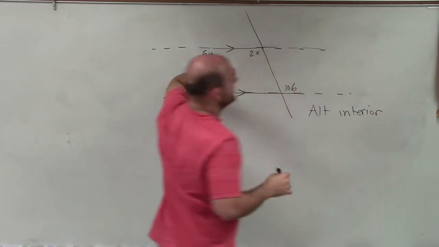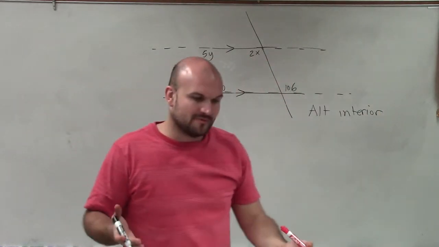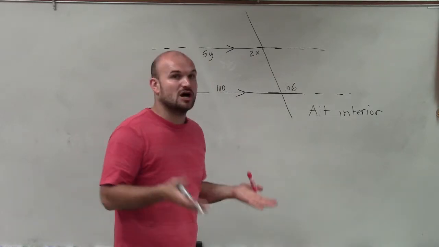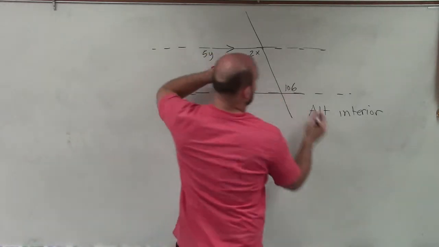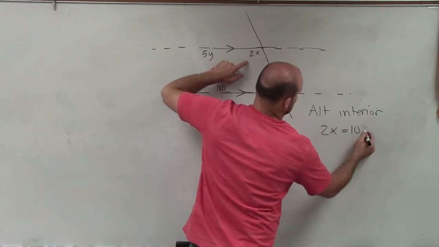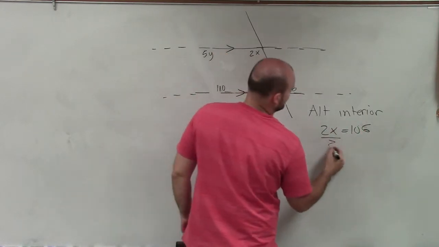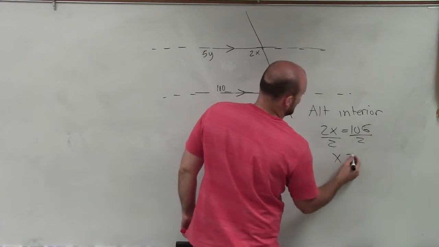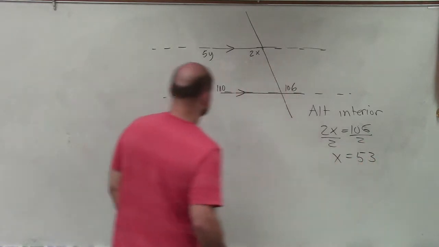And I write alternate interior angles to remind myself that alternate interior angles are equal to one another. So therefore, I can write an equation: 2x is equal to 106. Now, to solve for x, I'll divide by 2, x equals 53.